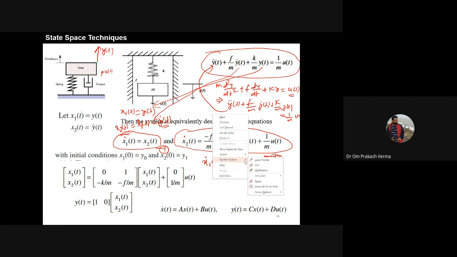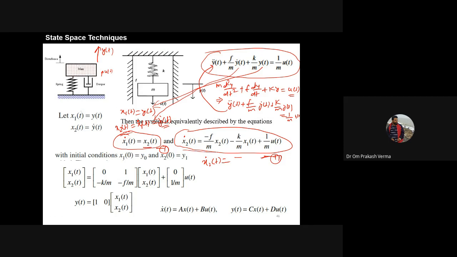So x1 dot t is equal to x2(t) and x2 dot t is equal to this one. Now we can represent the same equation. The initial condition, x1(0) equals y naught, is taken. Based on this, we have represented the equations x1 dot t and x2 dot t.